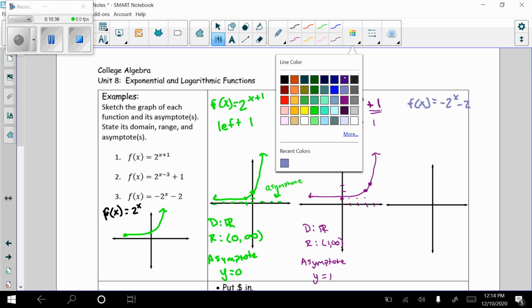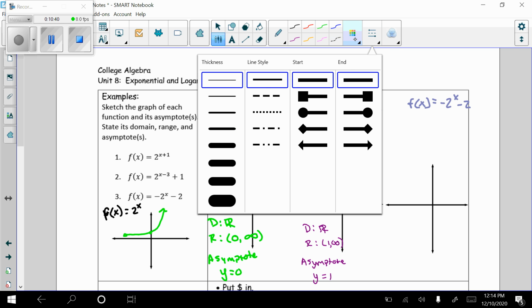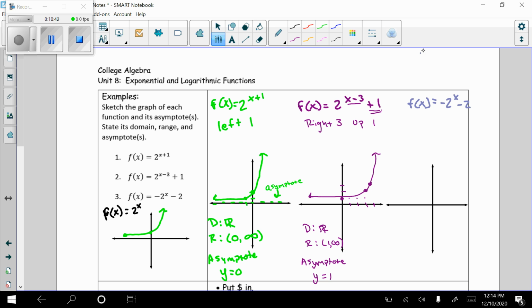Okay, and then for this last one, we have an a value. And so that does the same thing as it has done in the past as well. This is going to reflect over the x-axis. And then this particular one is also going to go down too. And so again, keep in mind your parent function. We're going to flip that over. And so here's what it looked like if it was just reflected.